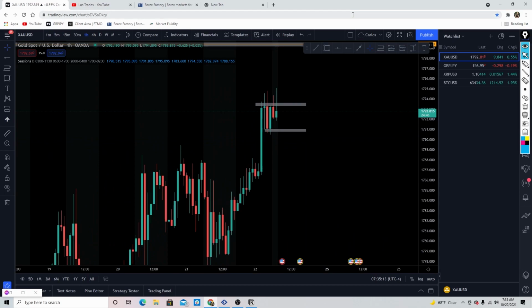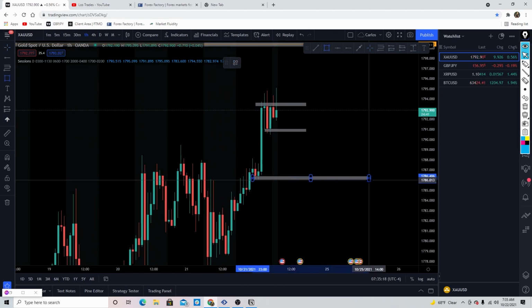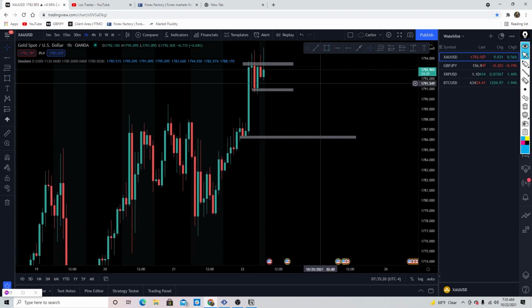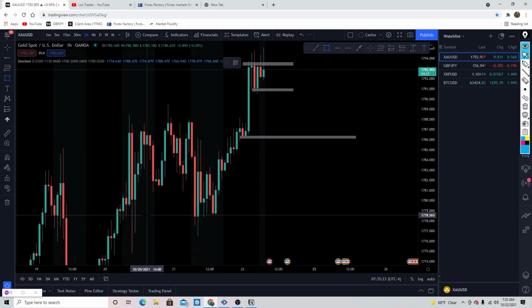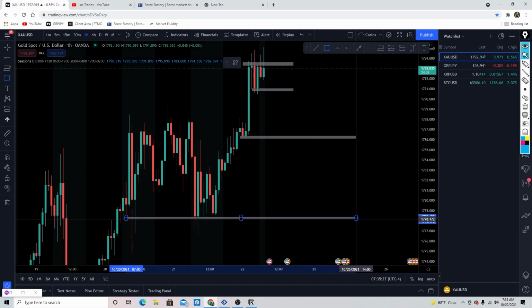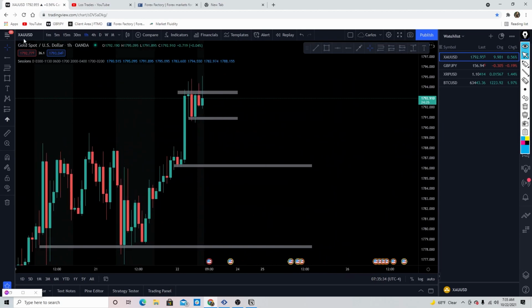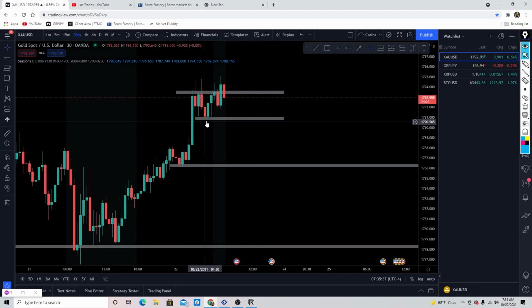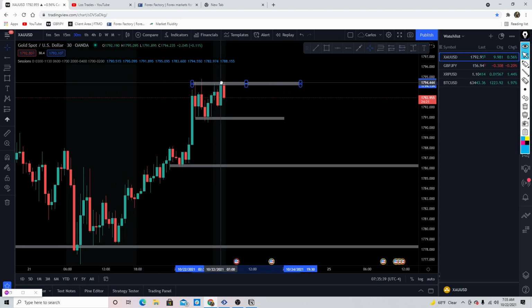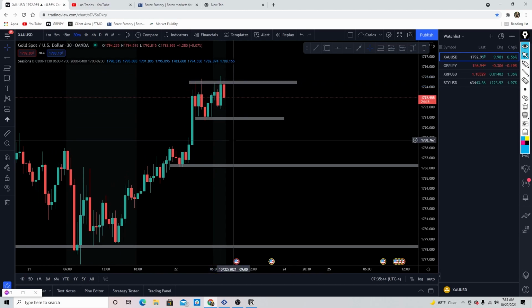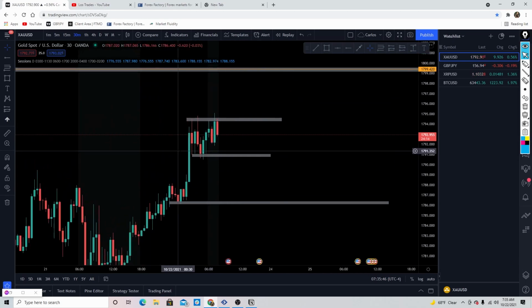All right, and then next form of resistance or support is right here, and then I would say the next type of support is down here in this proximity. Right, so basically, yeah. Let's go down to the 30 minute. Let's fix this. All right, let's fix this right here. Makes sense.